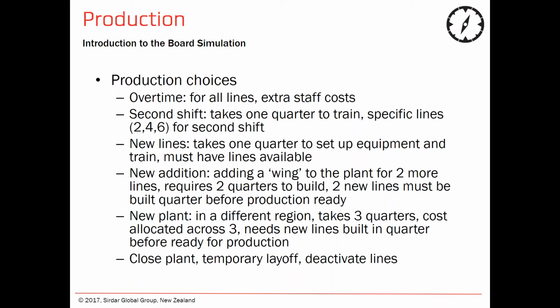You can also then reduce production capacity. You can close a plant, you can lay off staff temporarily, or you can deactivate lines. A layoff of staff is used when you have created new lines and you haven't yet put them into production, which doesn't often happen, yet it can. You can build lines and choose not to produce. So that's what a temporary layoff would be. And deactivate lines, you can take lines that are in production, deactivate them, and then later reactivate them. But of course, each of those decisions have different cost implications as listed in your schedule.